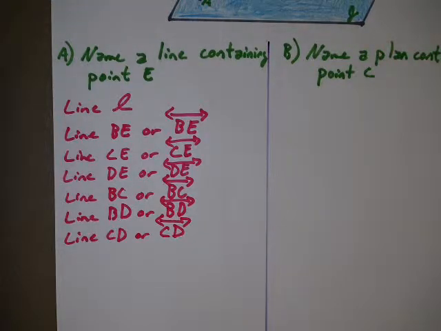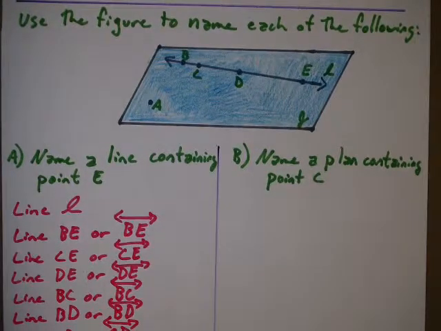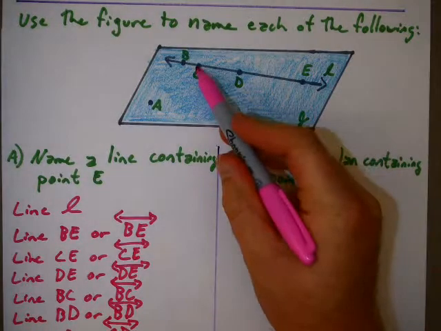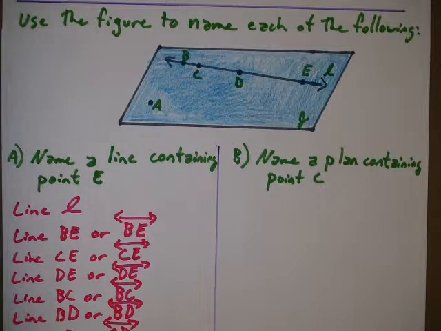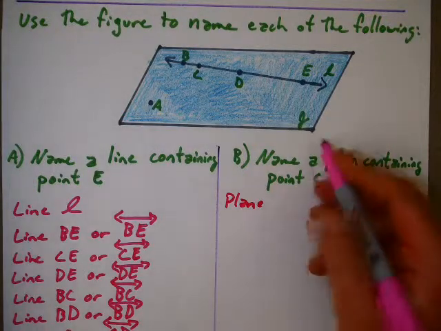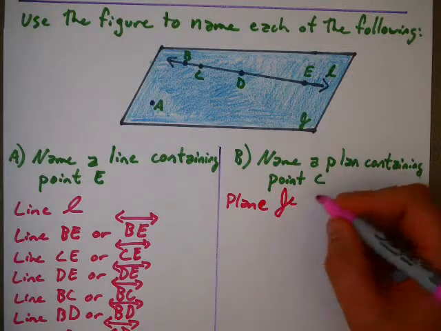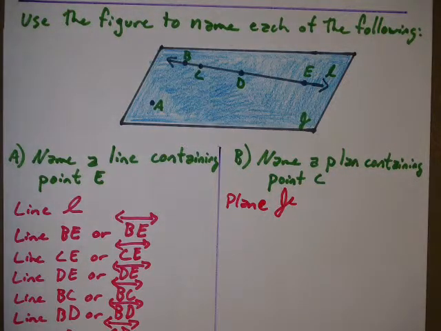So let's take a look at our second question. Name the plane containing point C. Point C is right here, and we have to name it. The easiest way to name this, again, is by the script letter, and that is the script letter J. So that's the easiest way to do it.